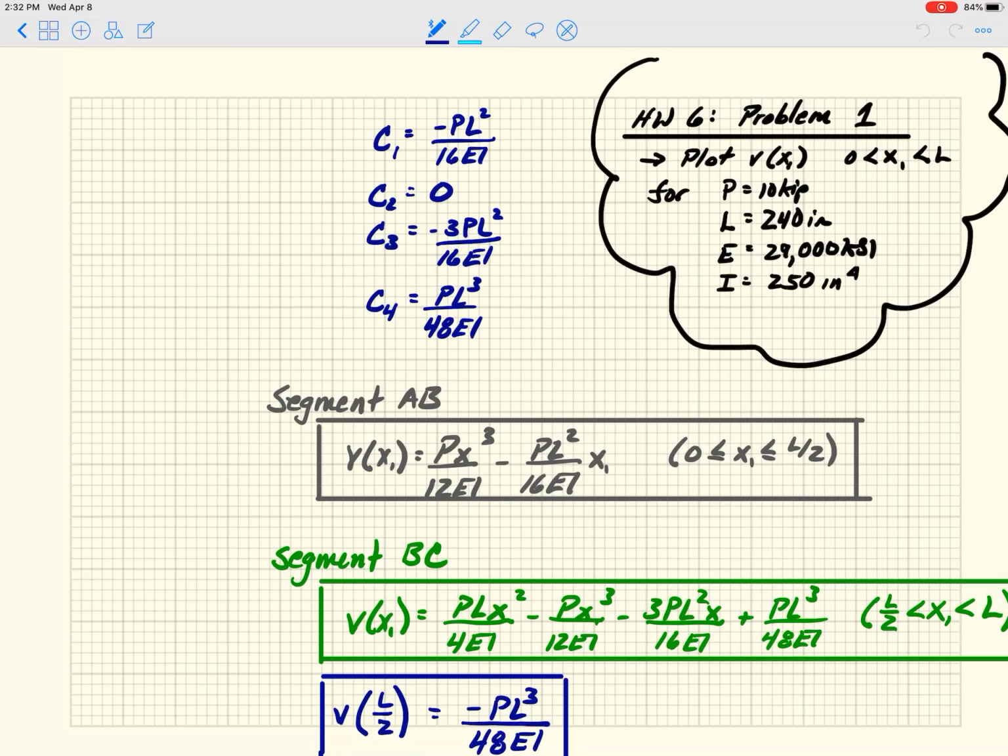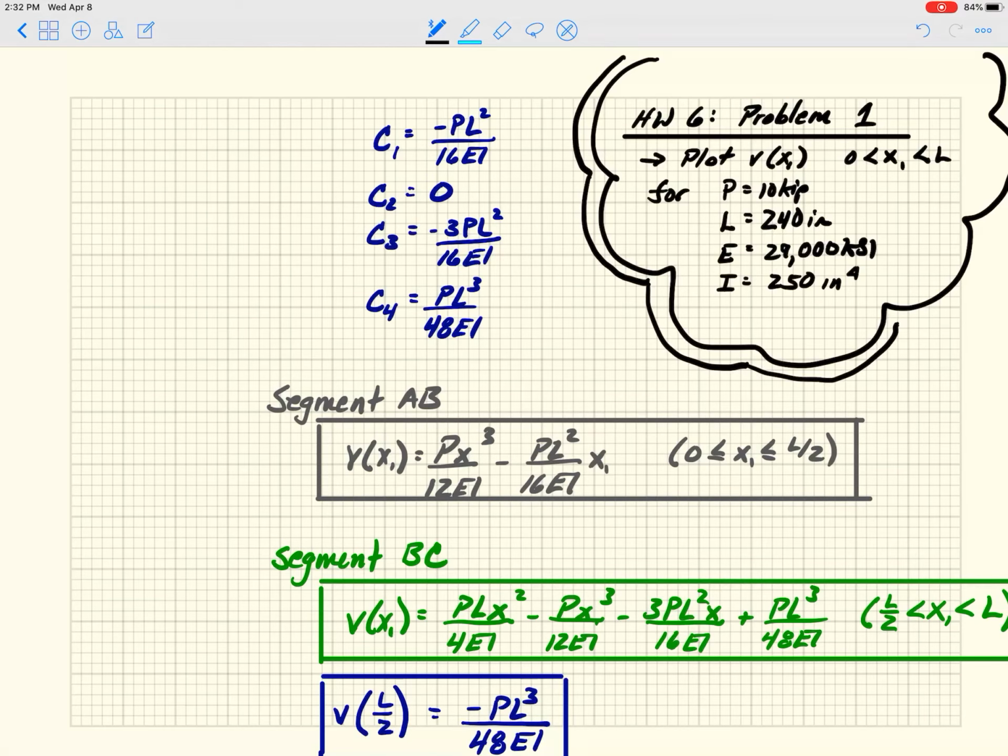So that's sort of where we are here with these elastic curves. If you have any questions, you can put them in the comment section. I will try to answer them. The other thing I want to draw your attention to here is this.